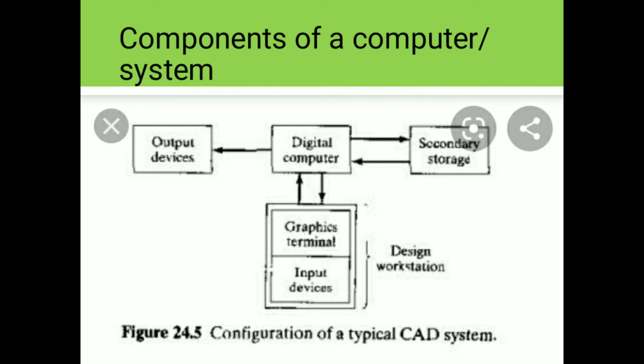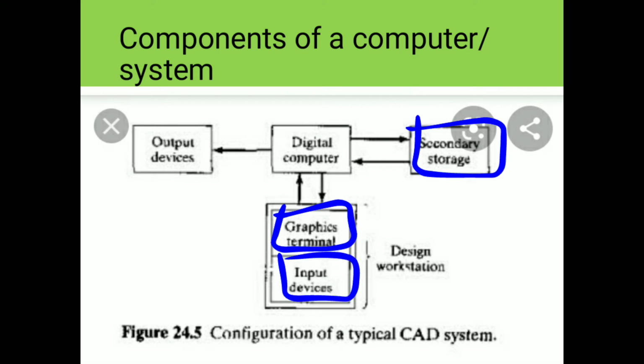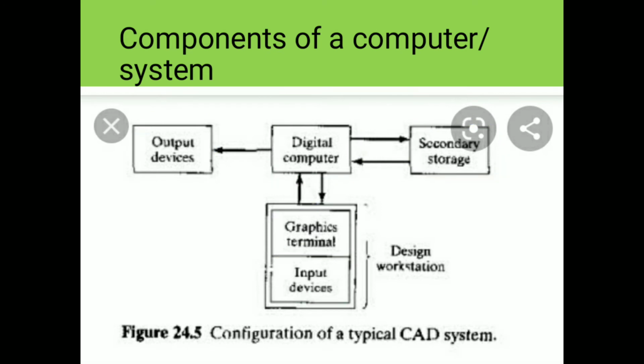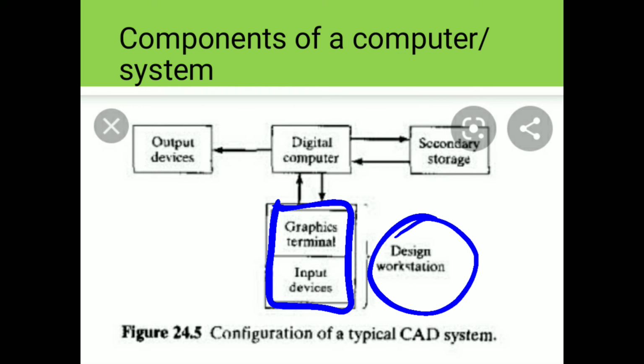Coming to the next topic, components of a computer system. Generally we know that the computer has different components like secondary storage, graphic terminal, input devices and output devices. Here the digital computer is nothing but the heart of the computer, that is the CPU. Both the graphic terminal and input devices, we call them a design workstation. This is very important, this is our next topic: the combination of graphic terminals and input devices is called a design workstation, or graphic workstation, or workstation.